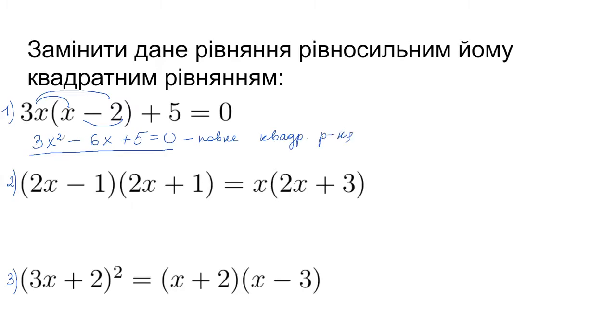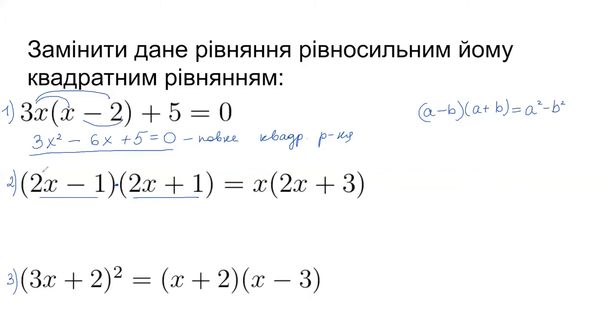So let's see the next one. Next one, we have (2x - 1)(2x + 1) = x(2x + 3). (2x - 1)(2x + 1) looks familiar, isn't it? So what is that? Let's recall a special product formula. (a - b)(a + b) equals a squared minus b squared.